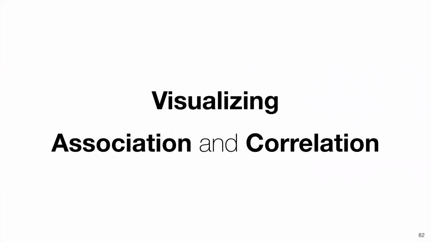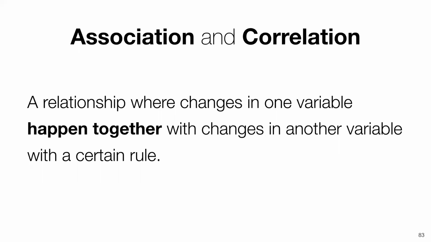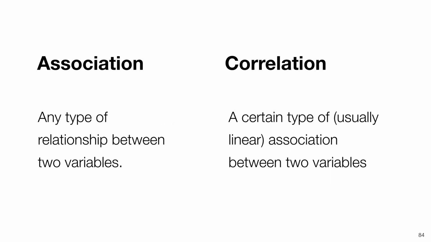But from here, the second question, right? There are two principal questions. The first was about the variation. The second is correlation or association. So what is association and correlation? These are basically a relationship where changes in one variable happen together with changes in another variable with a certain rule. So these two are very similar, and I'm not sure it's worth differentiating these two in this particular seminar, but they are different.